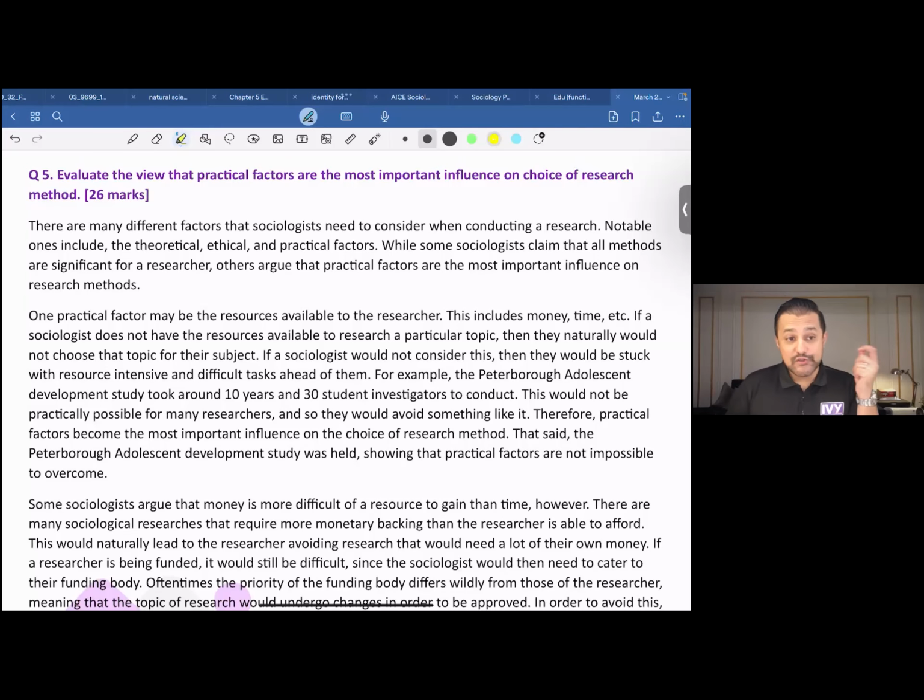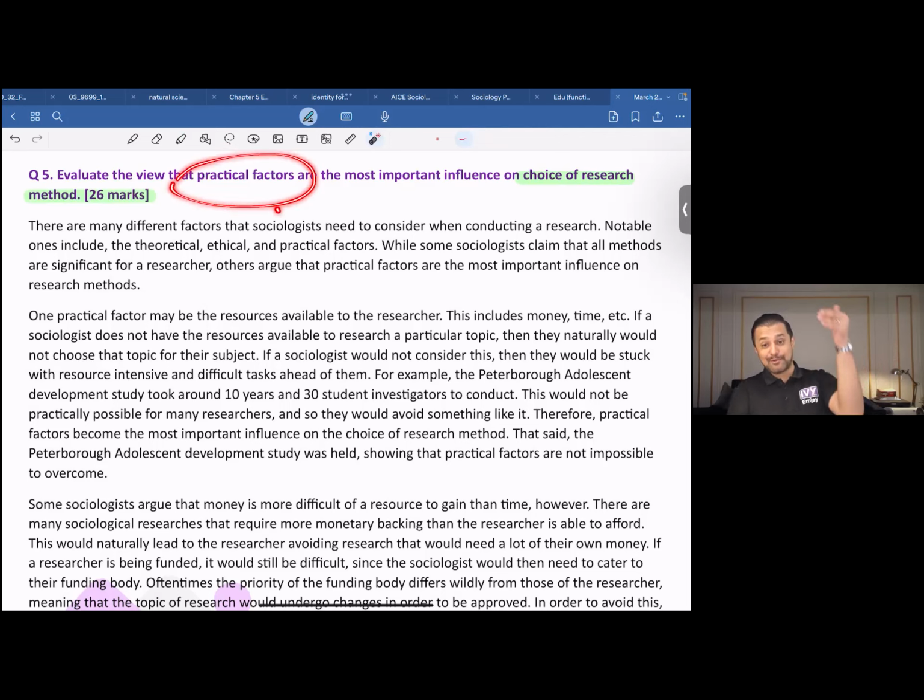All right. So the question reads, evaluate the view that practical factors are the most important influence on choice of research method. Now, if you have covered the syllabus well, you'd know when you study the choice of research methods, there are 3 types of factors that are typically taught to students. 1, practical factors; 2, theoretical factors; number 3, ethical factors. So evaluate the view that practical factors are the most important. So very simple. You write down in support of the argument, right? You write down all the good things about practical factors being the most important influence on the choice of research method. And in contrast, you'd write down about other factors such as theoretical factors and your ethical factors.